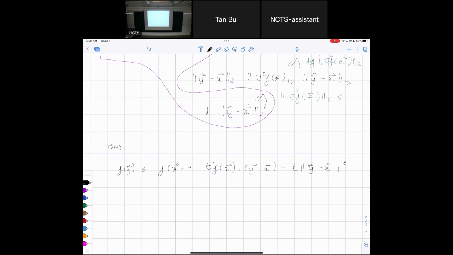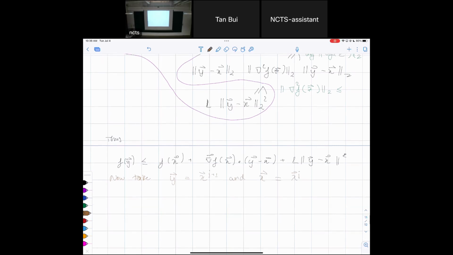Now we're going to continue. Because at the end of the day we need to connect x_j and x_{j+1}, take y equal to x_{j+1}, and x equal to x_j. The inequality there is valid for any x and y. Now we're going to pick two specific x and y, which are the iterations of our gradient descent. We take two specific values of x and y, all right?